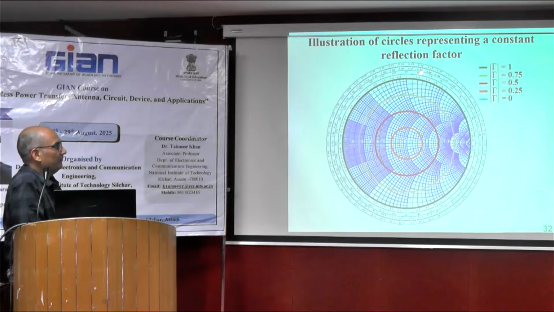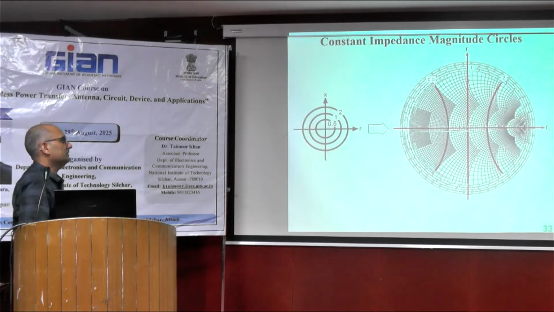Representing the constant reflection factor, reflection directly. Then reflection equal to 1, reflection equal to 0.75, 0.5, 0.25, 0.0. Okay, then ultimately how these are represented in the form of the Smith chart.